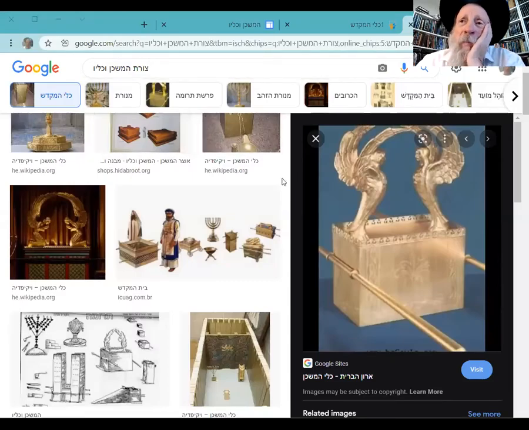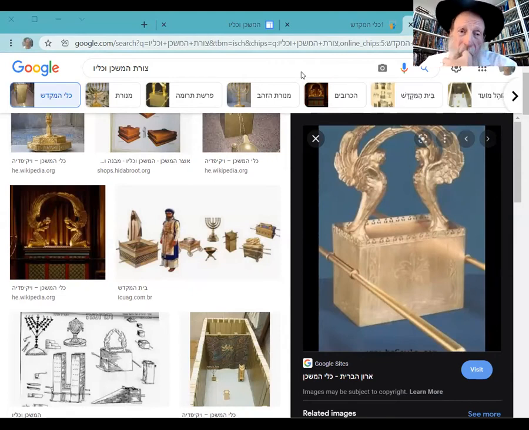Okay, today we're going to learn about the ark that Moses made, that God told Moses to have made for the tabernacle. Now, really, they were made not by Moses. Moses didn't make them. We're going to see there's details, there's different opinions also. But they were made by Bezalel and Ahaliav.